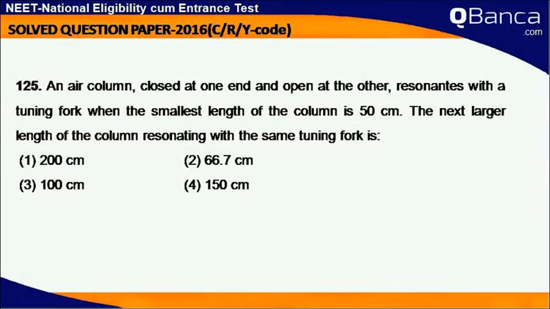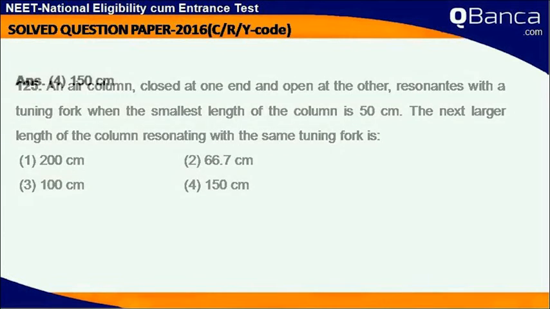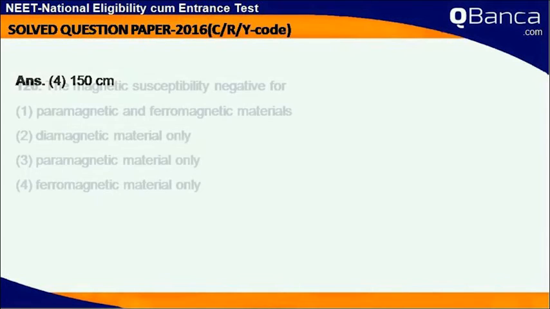An air column closed at one end and open at the other resonates with a tuning fork when the smallest length of the column is 50 cm. The next larger length of column resonating with the same tuning fork is answer 150 cm.